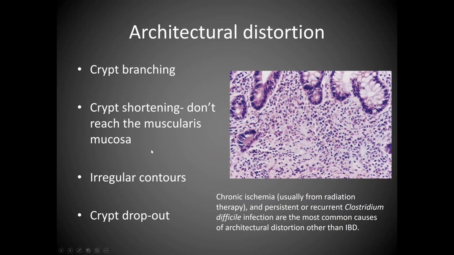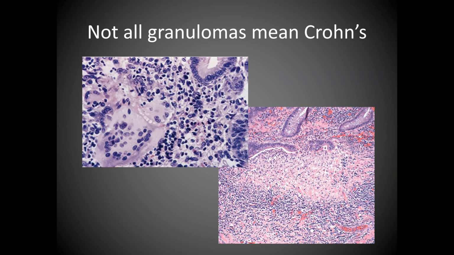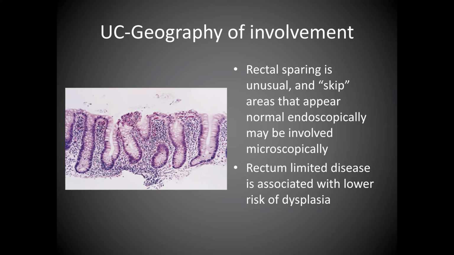The most common things that masquerade as IBD are chronic ischemia, usually related to radiation, and some sort of persistent or recurrent Clostridium, because those can cause architectural distortion, but not be in the setting of IBD. And of course, we can find granulomas most commonly in Crohn's colitis, but occasionally in ulcerative colitis, you'll get foreign body material and a pericrypt granuloma, particularly if there's been any of that foreign material in there that's going to provoke a granulomatous reaction. As I mentioned, rectal sparing is unusual, and any skip areas that appear normal endoscopically may actually be uninvolved.